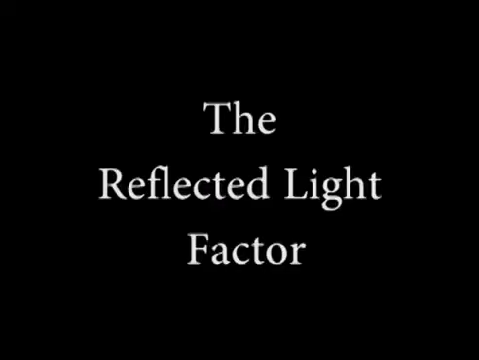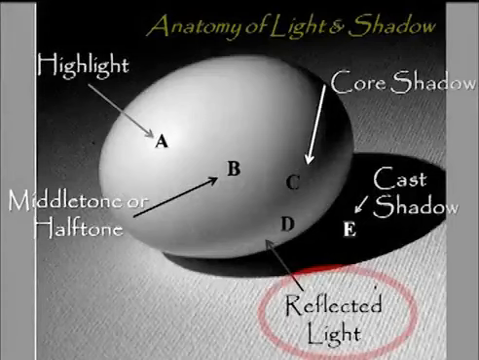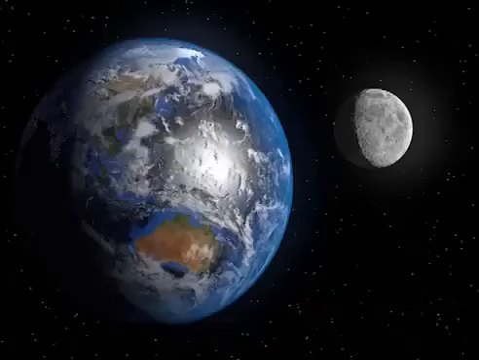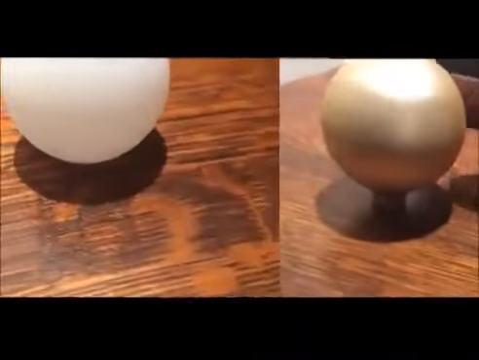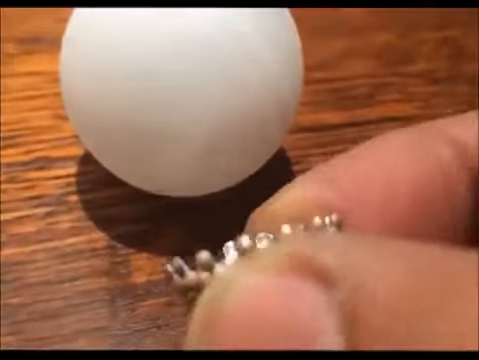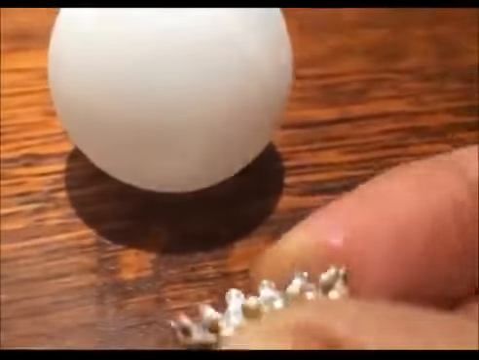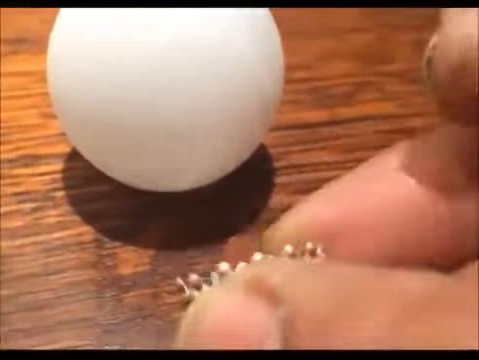When another object under the same light source is in close proximity of the object in question, i.e. the moon, it should have light bouncing off of the earth and reflecting onto the moon. When another object under the same light source is in close proximity of the object in question, it should have light bouncing off and reflecting onto it. What I mean is this. The closer another object comes to the sphere, the brighter the light it's reflecting will appear.